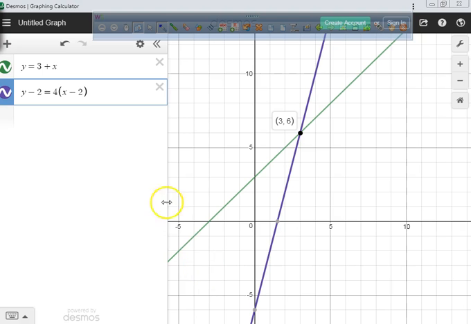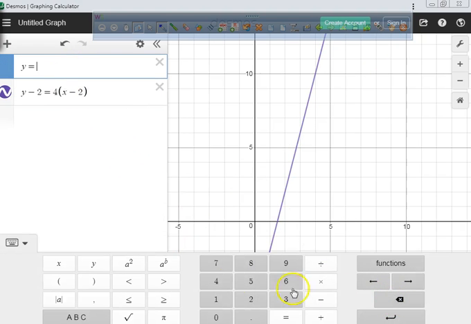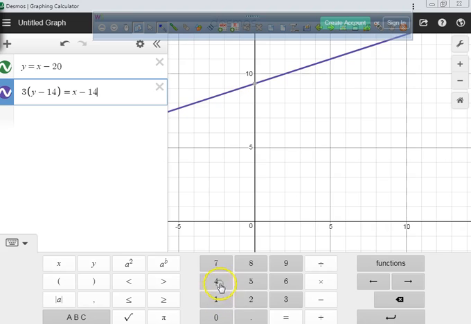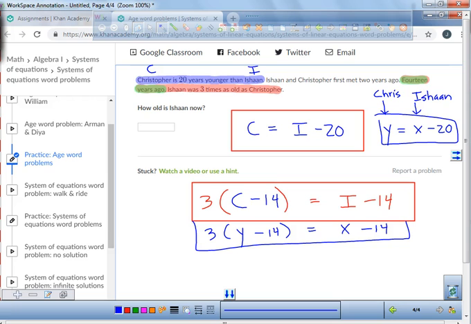All right, let's go ahead and go to Desmos. Hit y equals, I'm going to go over here and put x minus 20. And right here, I'm going to delete that. Go back and take a look at what I said. 3 parentheses. Is it y minus 14? Like that. Equals x minus 14. I believe. Let me look, just to make sure. Because Ishan right here, 14 years ago, was 3 times as old as Christopher was.